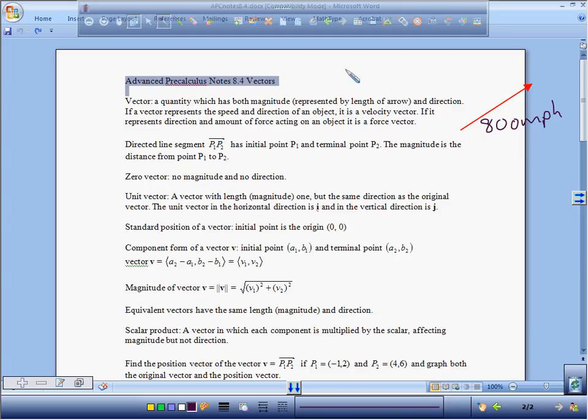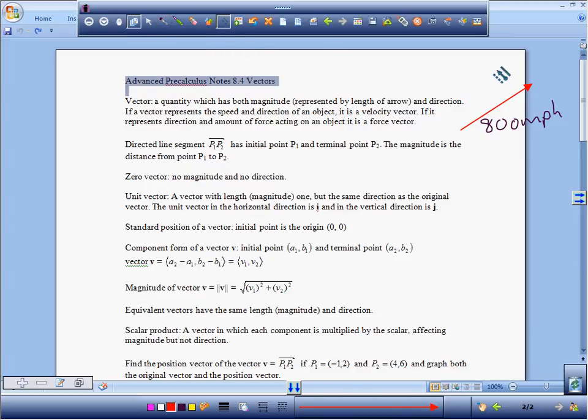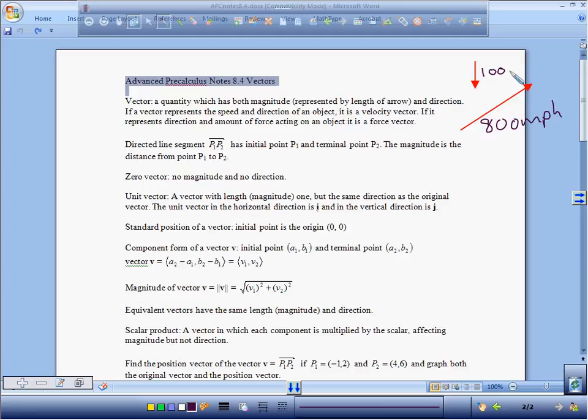But if I had another plane going this way, this might represent a plane going south at maybe 100 miles an hour or something like that, right? And you have to add and subtract vectors and things like that. The length of the vector indicates how fast or how much force is acting on it, and the direction indicates what direction it's going. Okay? I'll talk more about this as we go through.